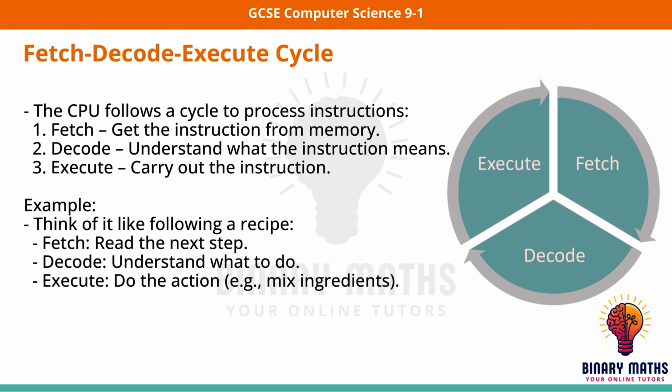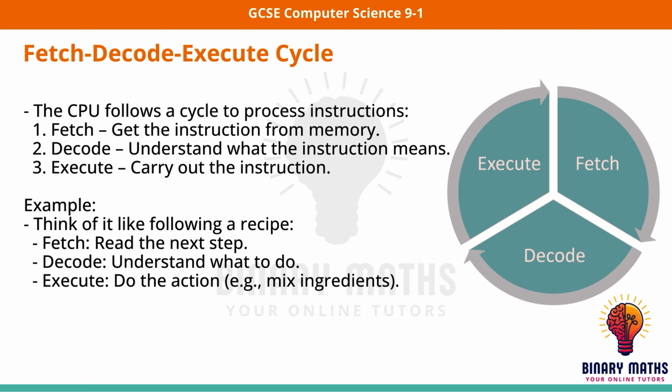Now, let's talk about how the CPU actually processes instructions. It does this through something called the fetch, decode, execute cycle. This is a three-step process that the CPU repeats over and over again to run programs.